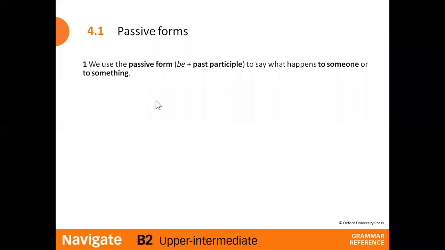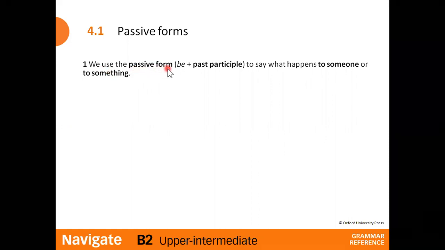Hello everybody. So today we are learning passive voice. We use the passive form. Passive form is be plus past participle. So you use past participle with all tenses, to say what happens to someone or to something.